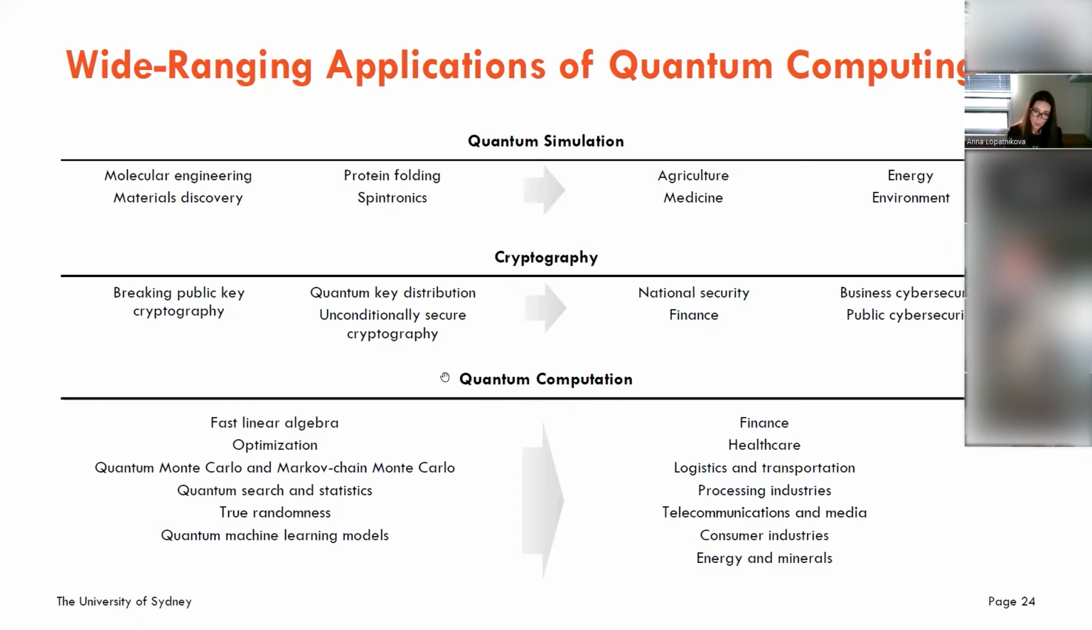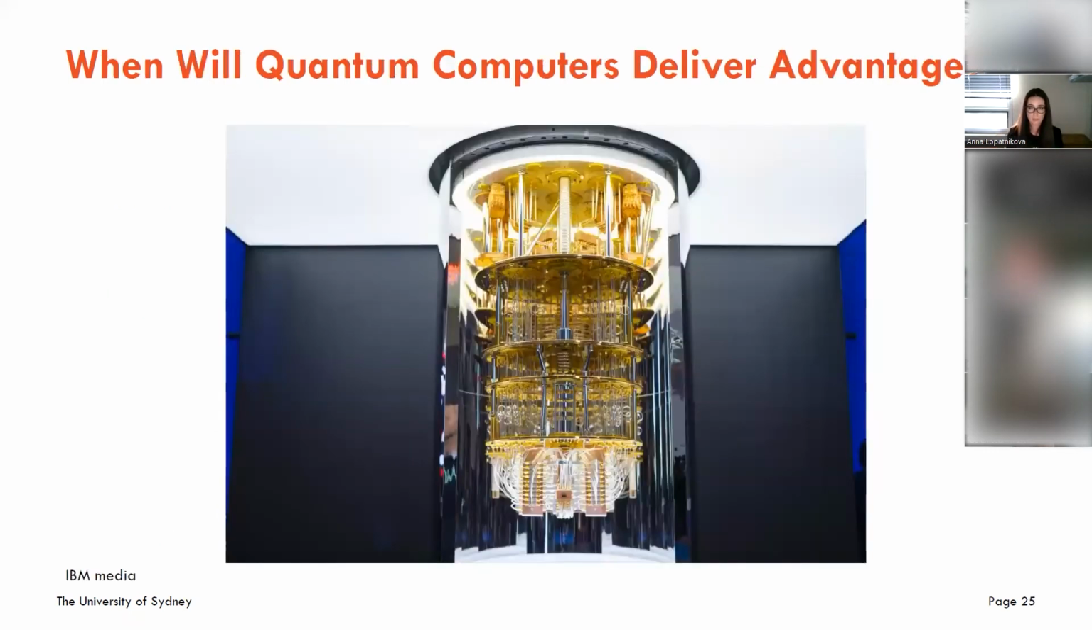Now, of interest to us as data scientists and statisticians is quantum computation, doing computing tasks with classical data, and things like fast linear algebra, optimization, quantum Monte Carlo, Markov chain Monte Carlo, quantum search and statistics, true randomness, and quantum machine learning models. And of course, all these things have applications wherever data science has applications. So everywhere: finance, healthcare, logistics, transportation, processing industries, and so forth.